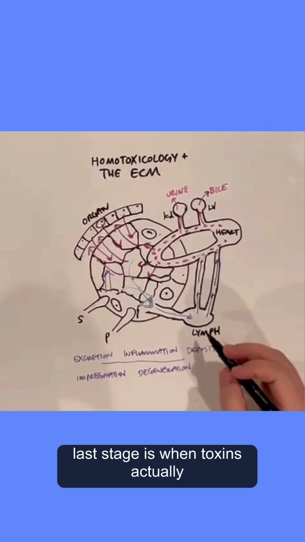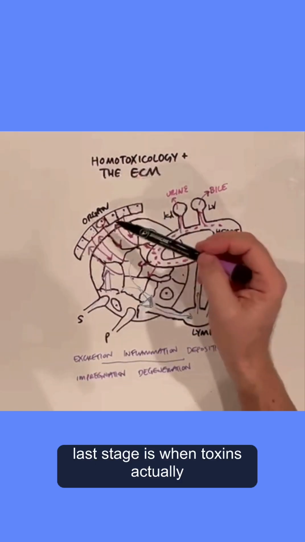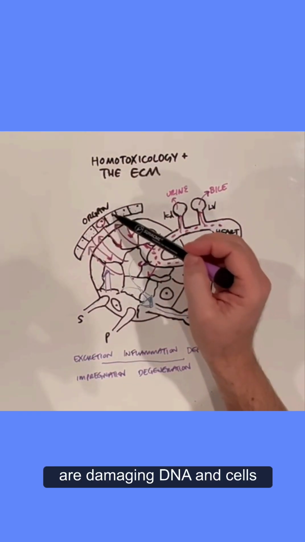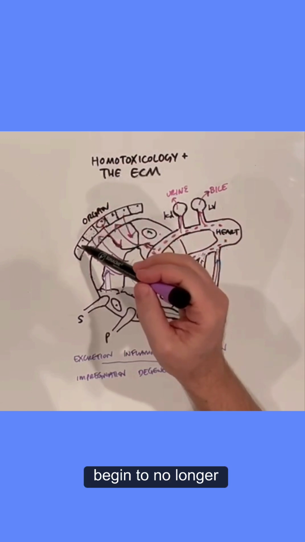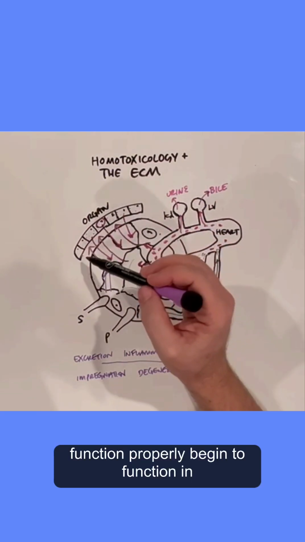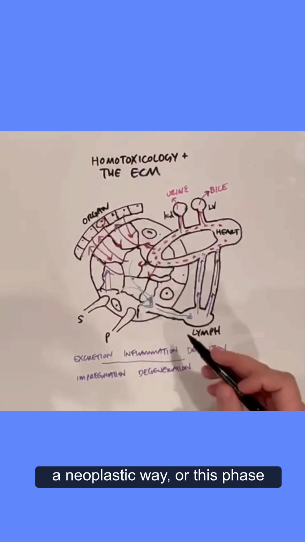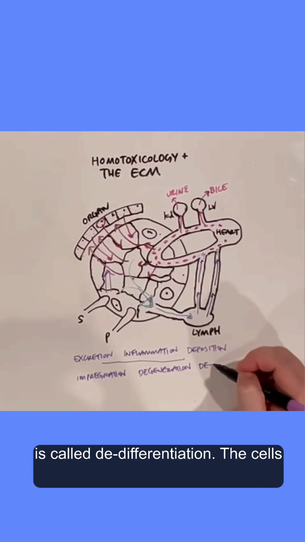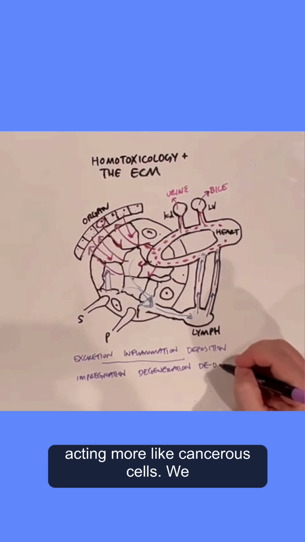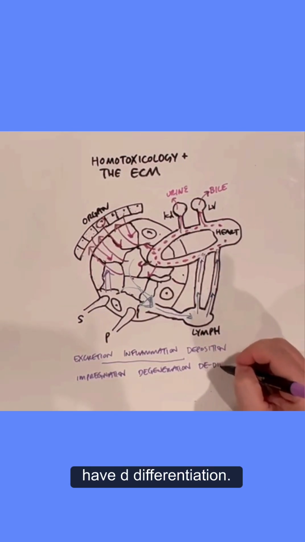But the last stage is when toxins actually enter into the nucleus of the cells. They get inside the nucleus and start damaging DNA, and cells begin to no longer function properly. They begin to function in a neoplastic way, and this phase is called de-differentiation. The cells are no longer acting like themselves. They're acting more like cancerous cells.